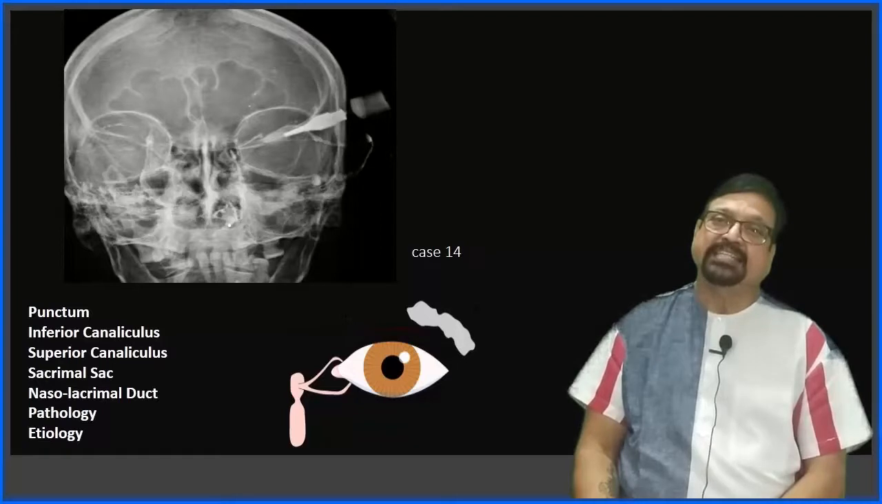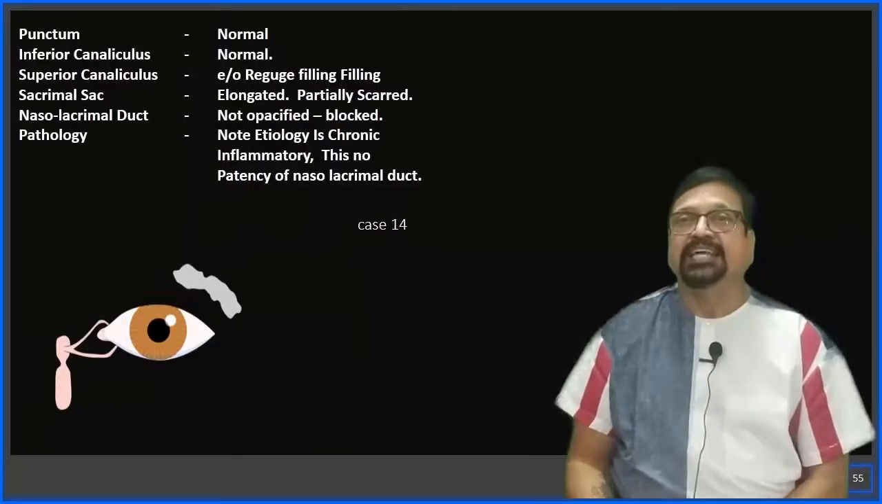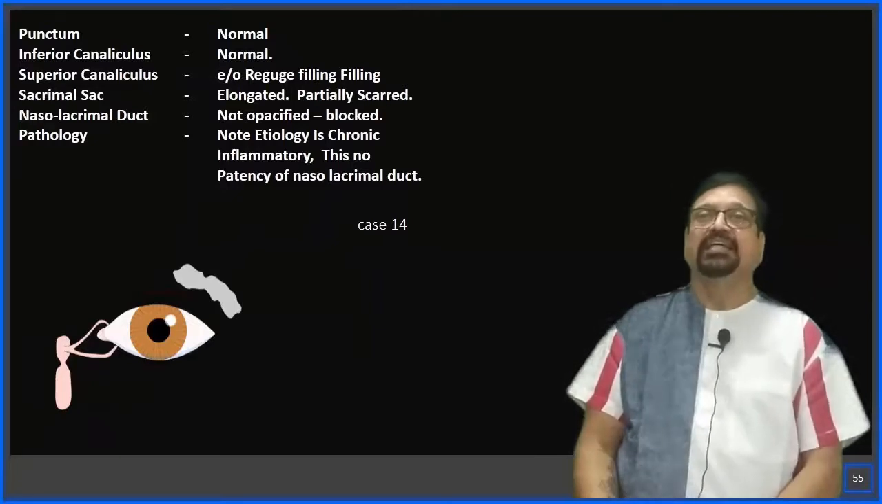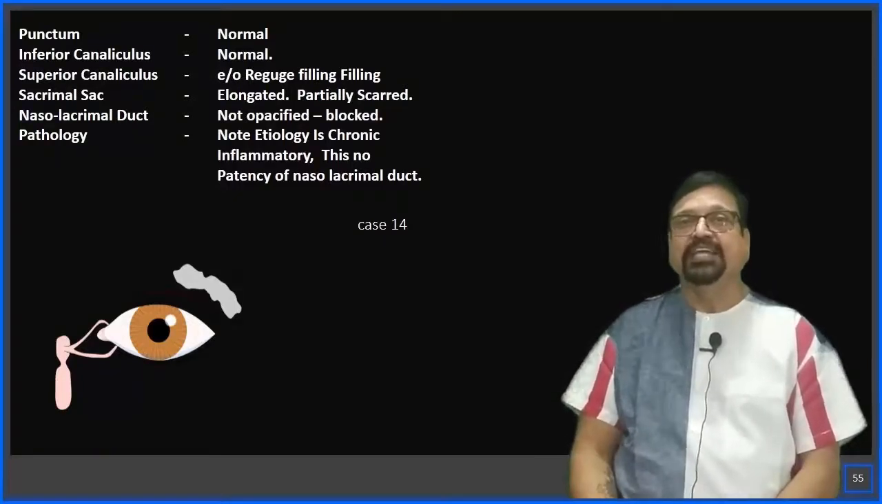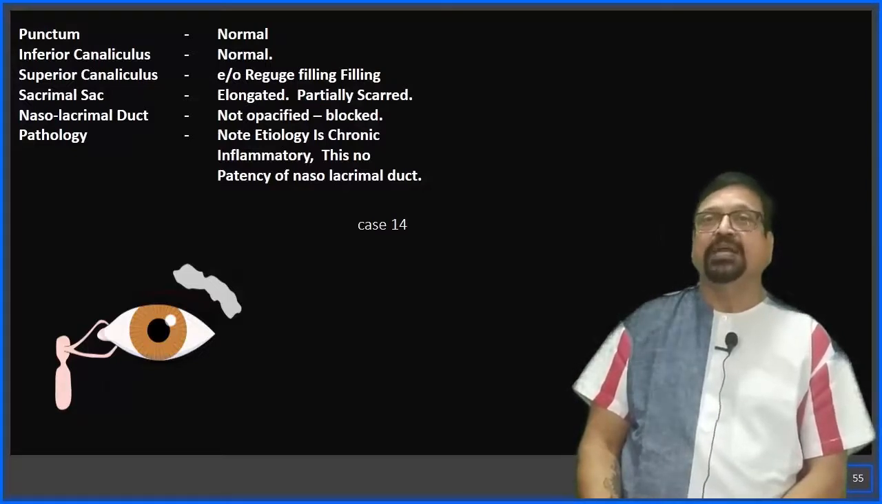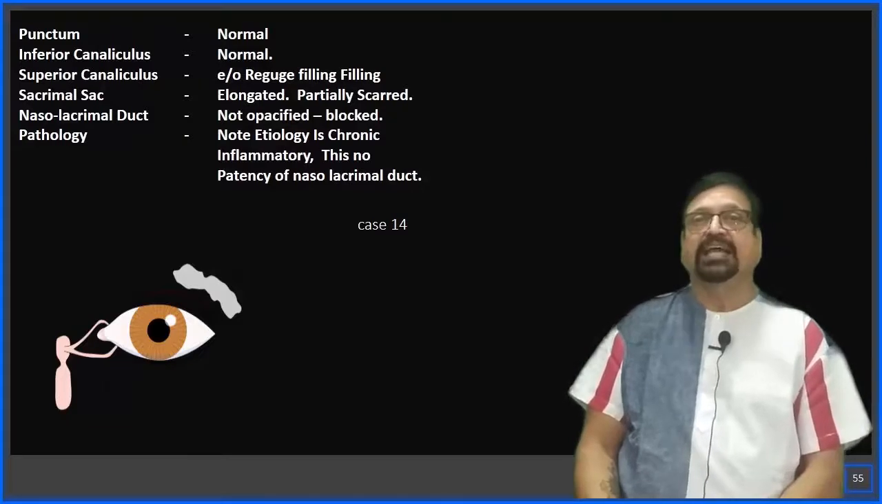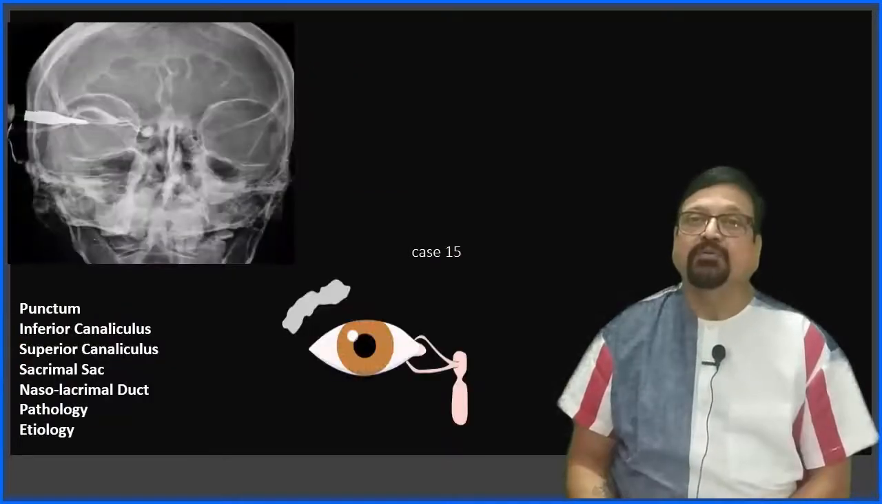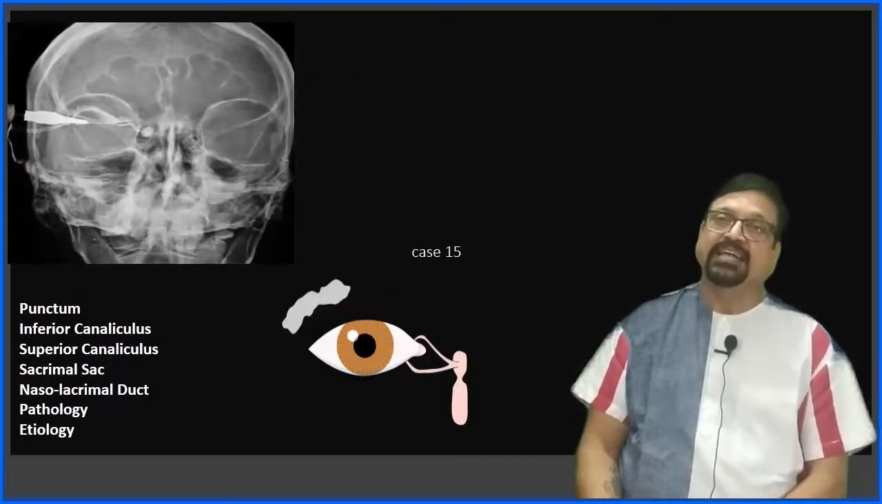Look at the sac, it is narrow, elongated, and the answer is ligation filling of the superior canaliculus. Then the nasolacrimal duct is not seen, and there is an elongated and partially scarred lacrimal sac. Look at the shape of the lacrimal sac.